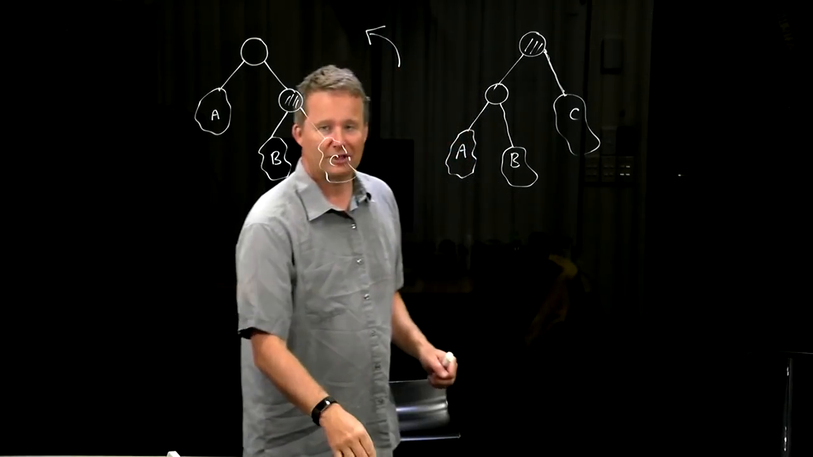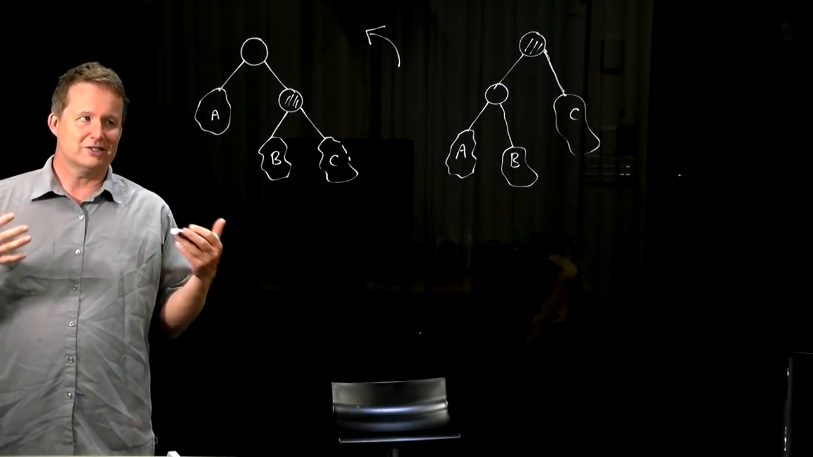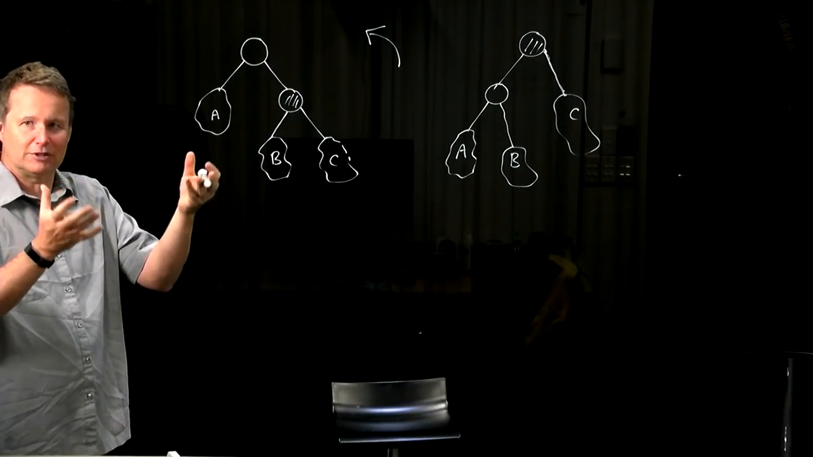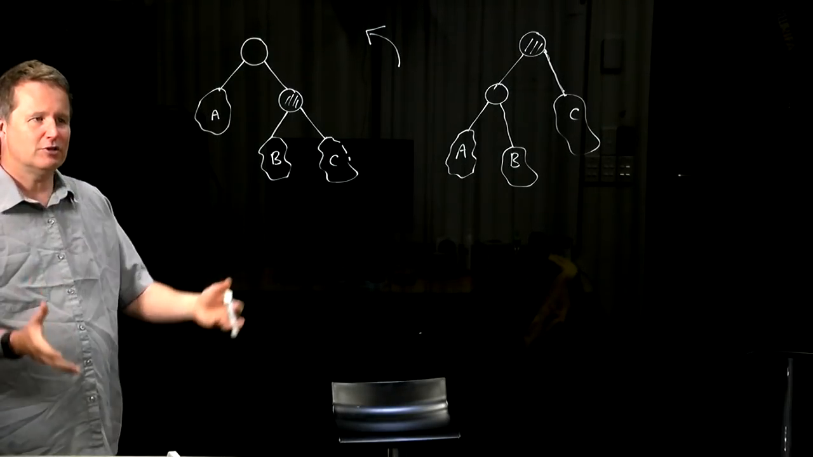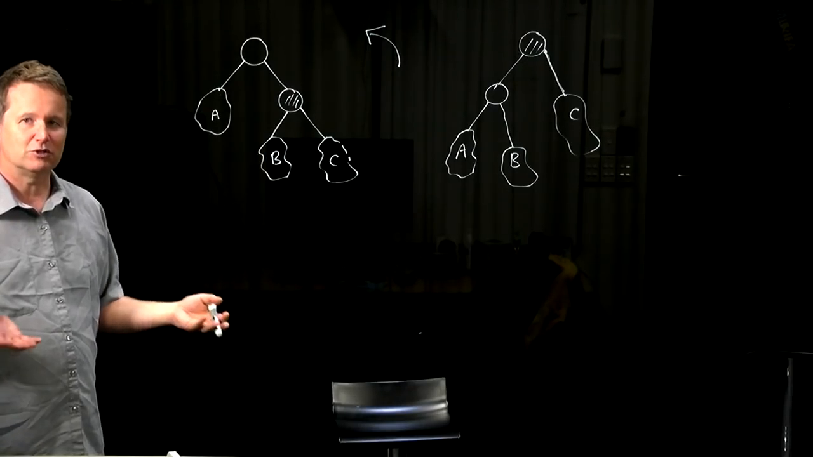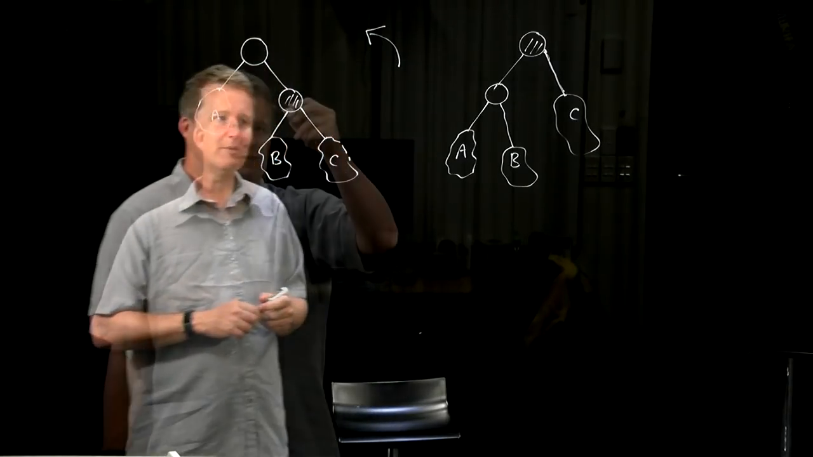The next thing we have to think about, which is perhaps even more important, is why does this rotation work? It works in the sense of reducing the height, possibly. But how do we know that what we've got is still a binary search tree? That's absolutely key. So we have to check that. But it's not too bad.